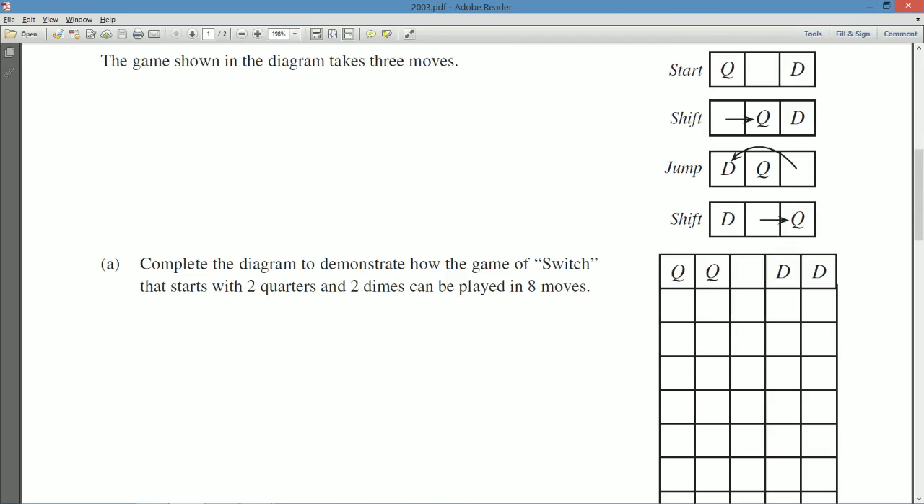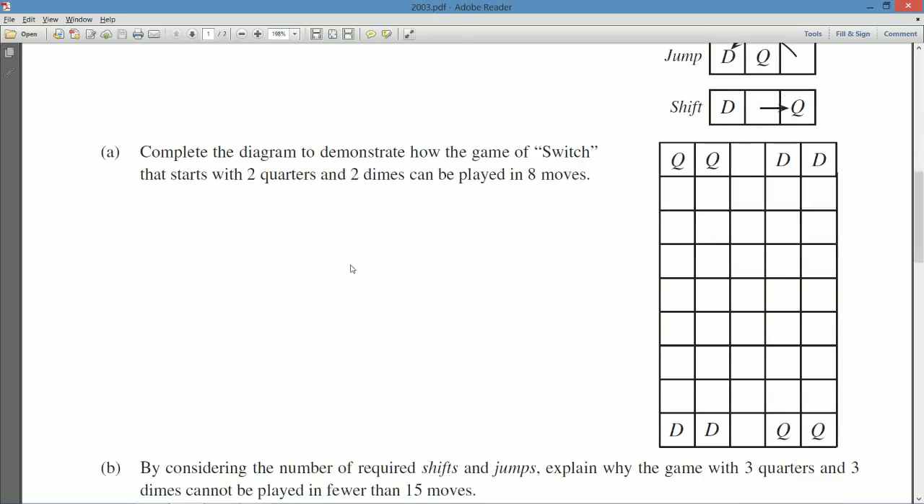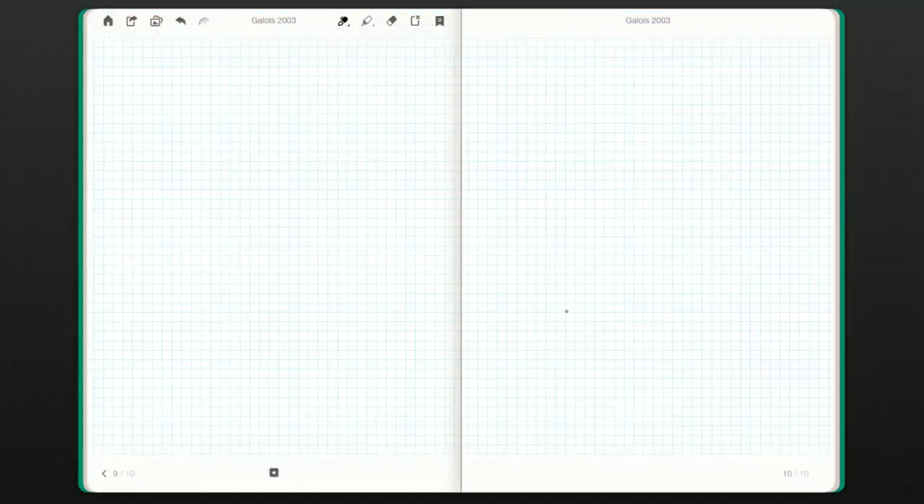So this is the game we're going to be working with, and part A says, complete the diagram to demonstrate how the game of Switch that starts with 2 quarters and 2 dimes can be played in 8 moves. So I'm guessing they're giving us 8 spaces here, and we have to figure out how to play the game and get the dimes over to this side and the quarters over to this side. Okay, well, let's get to it, and let's draw ourselves a picture of the game board.